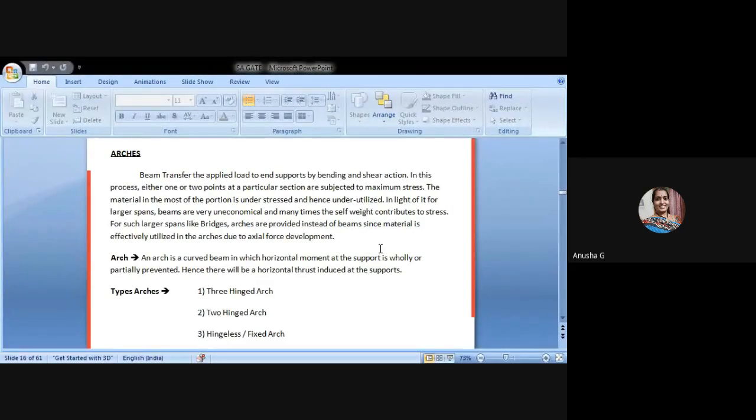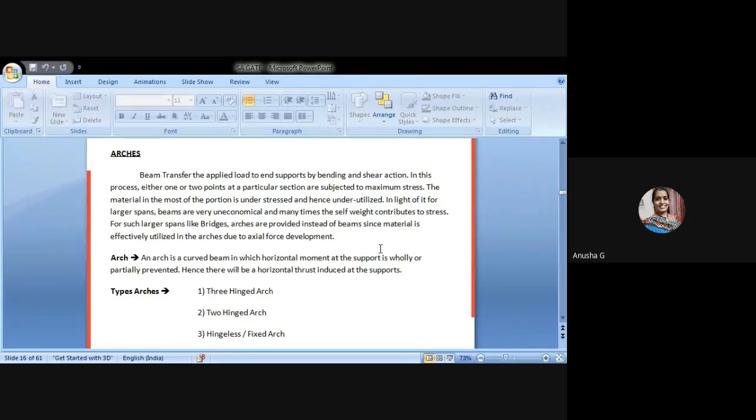Suppose, for example, if you observe our normal floors, normal commercial buildings, we use only beams. Whatever load is acting on the building will act on the beam, and then the beam transfers it to the side supports. If you take the same condition for large spans like our bridges and highway conditions, there we have to use arches only.